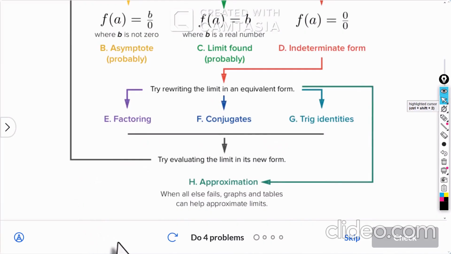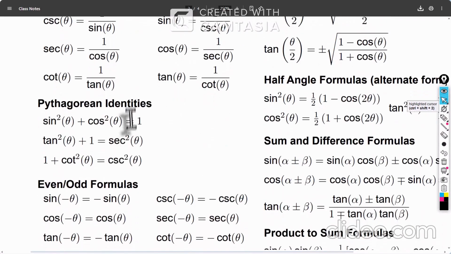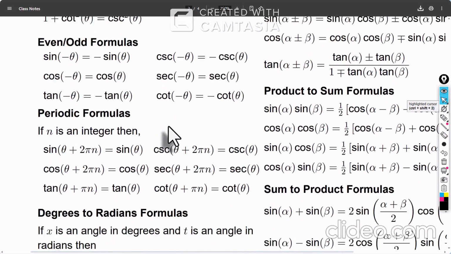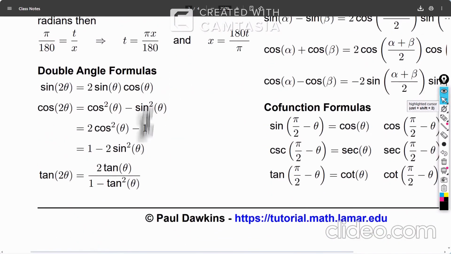So that's basically it. All we're doing is finding the limit, but we're using all three possibilities here: factoring, conjugate, trig identity. So once again, I'm using Paul's online math notes. The important ones here: the tan is sine over cosine, and the cotan is cosine over sine. Pythagorean identities, with the main one being sine squared plus cosine squared is 1. And also we have the double angle formulas right here. Those are the main ones we're going to use.